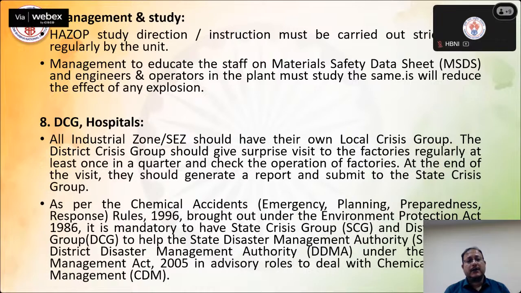Now, next is the district crisis group and hospitals. All industrial zones and special economic zones should have their own local crisis group. The district crisis group should give surprise visits to the factories regularly, at least once in a quarter, and check the operations of the factories. At the end of the visit, they should generate a report and submit it to the state crisis group.